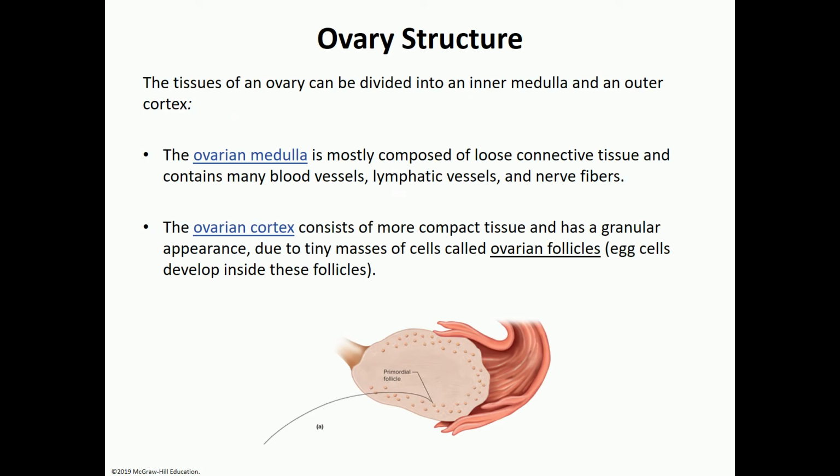As for the structure of the ovary, it is made out of medulla. The medulla has connective tissue. It has the blood vessels, lymphatics, and nervous tissue, while the outer shell, or the cortex, is where all of the action is happening, and that's where all of the oocytes are being made and the maturation process of these follicles occurs.